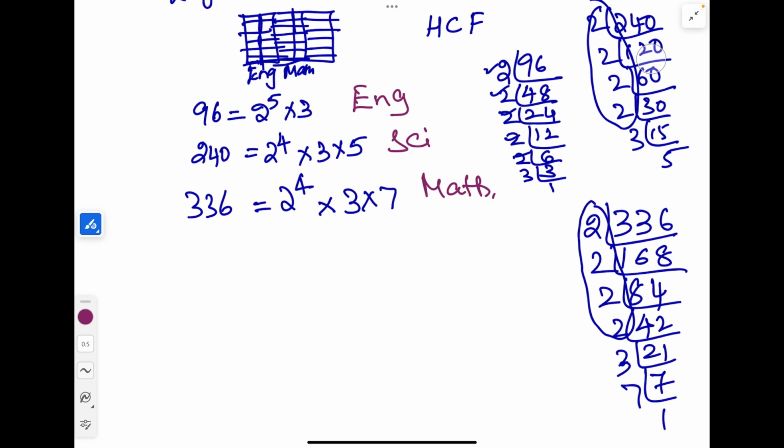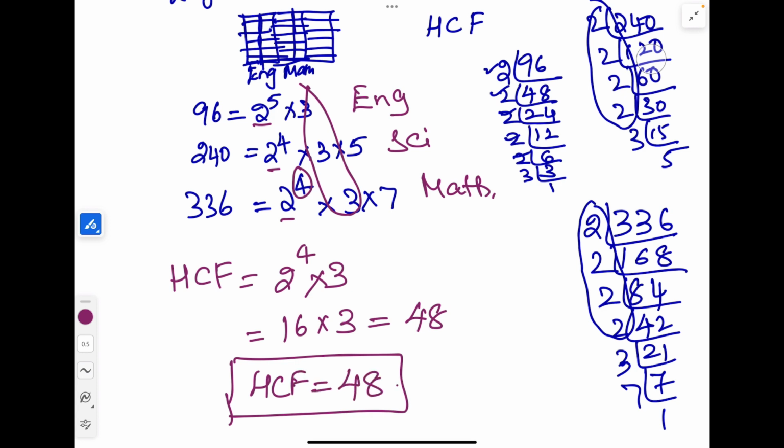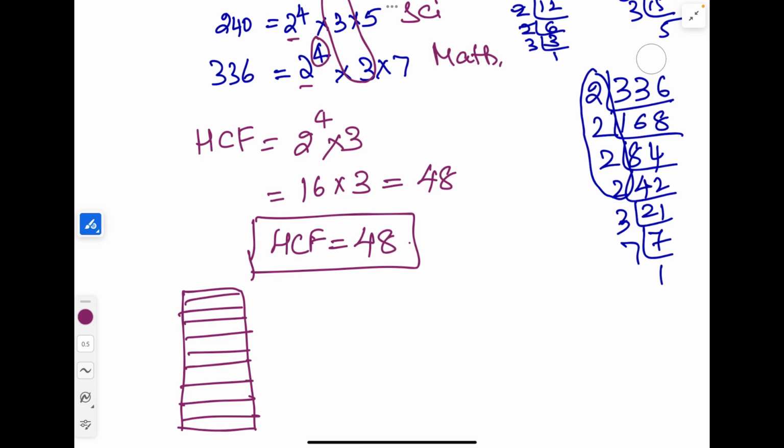So to find the HCF, children, we need to see the common factor with the least exponent. Here the common base is 2, and the least exponent is 4. So 2 power 4, into 3 is also common here, so into 3. 2 power 4 is 16, 16 times 3 is 48. So we got the HCF as 48. So there will be 48 books in each stack. In one stack you will get 48 books.